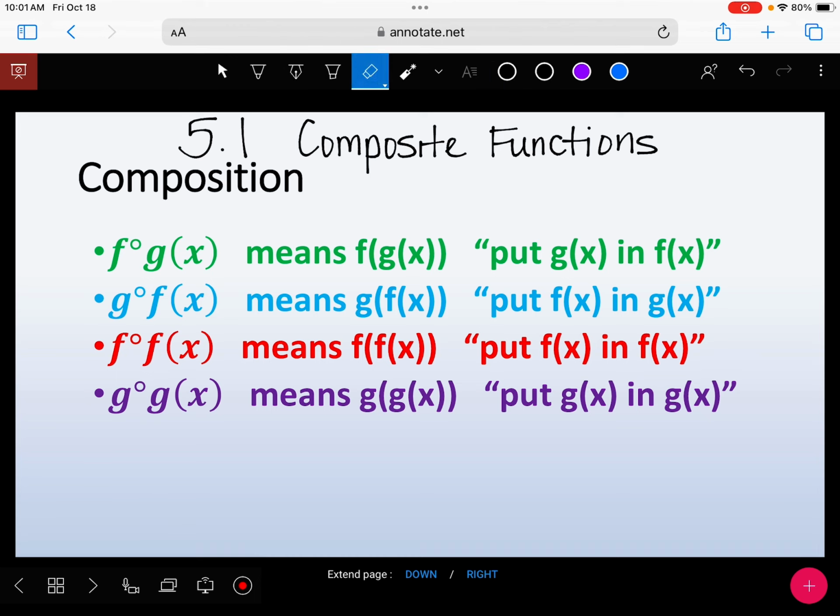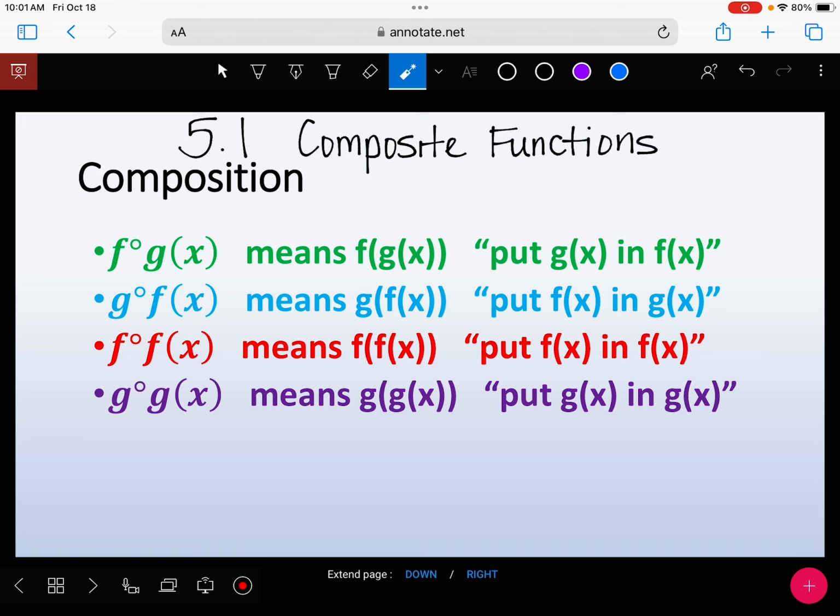When you do a composition, you're taking one function and putting it into another. So when you see f of g of x, that means I'm taking the g of x and putting it inside f of x. G of f of x means put f of x in g of x.